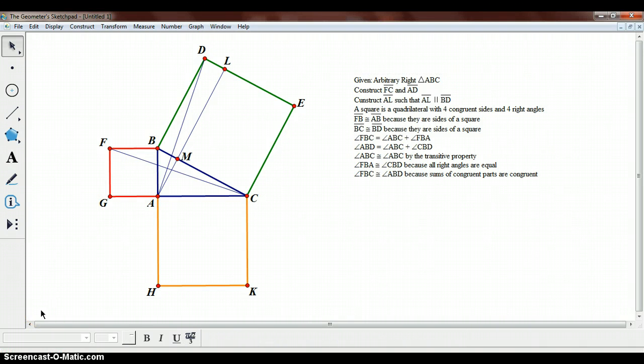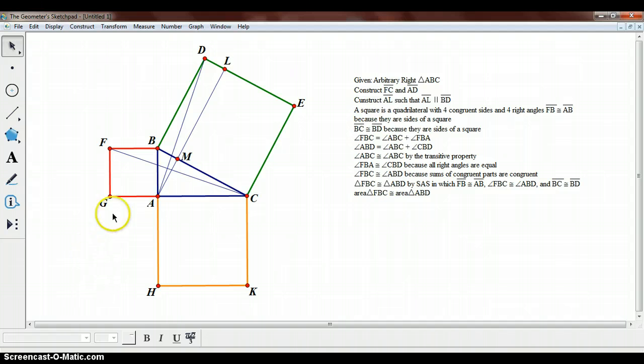In proving that these two angles are congruent, we are now able to prove that triangle FBC is congruent to triangle ABD by side angle side, in which FB is congruent to AB, angle FBC is congruent to angle ABD, and segment BC is congruent to segment BD. Now that we have proved that triangle FBC is congruent to triangle ABD, we know that the areas of these two triangles will also be congruent.